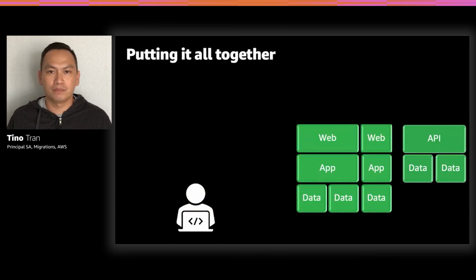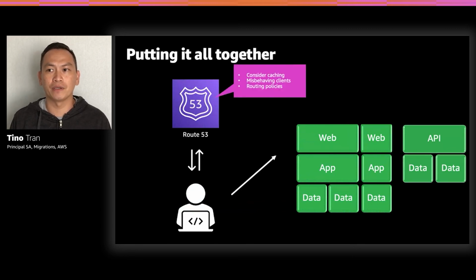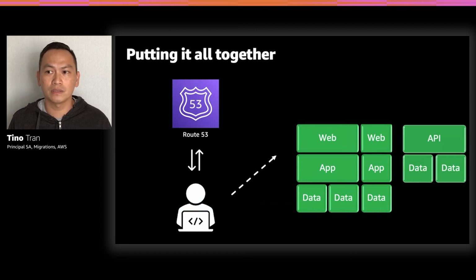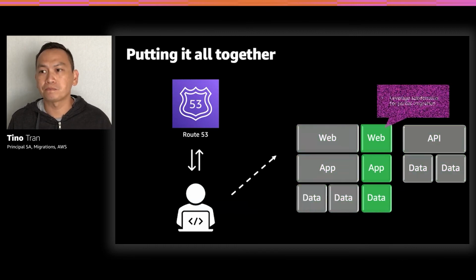Okay, so let's reel it all back in, right? So you have your typical application stack. The first thing that you need to do is figure out how to route your end users there, and typically DNS is the mechanism to do that. You want to take into consideration that DNS does caching and mitigate where possible. You also want to consider DNS routing policies and think about how you can gradually migrate your end users to the new application stack. In some cases, you might be able to use the routing policies. In other cases, you might have to build application logic in for stateful workloads, right?